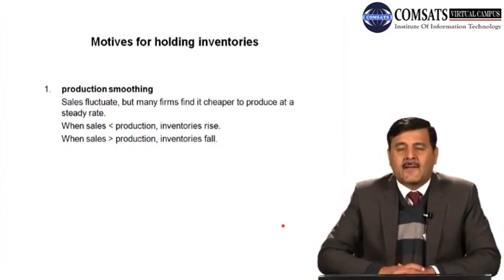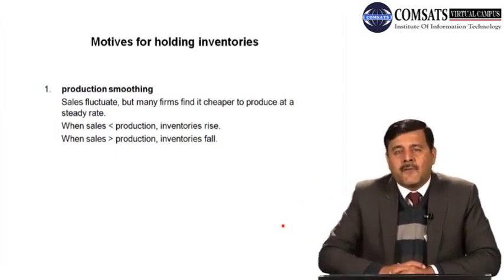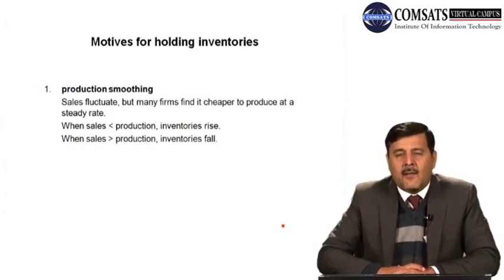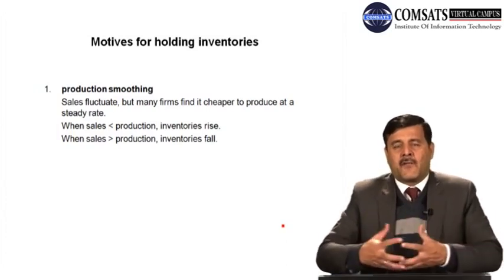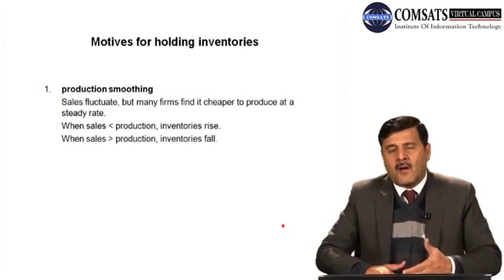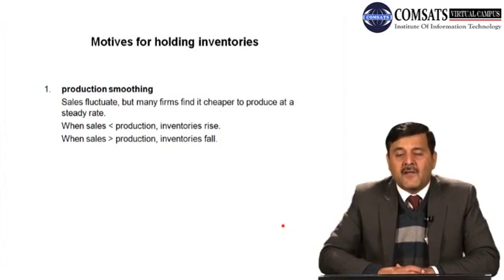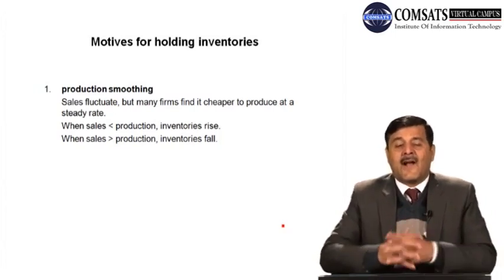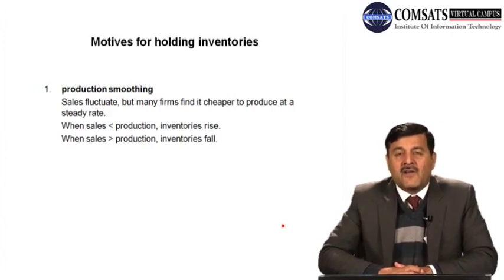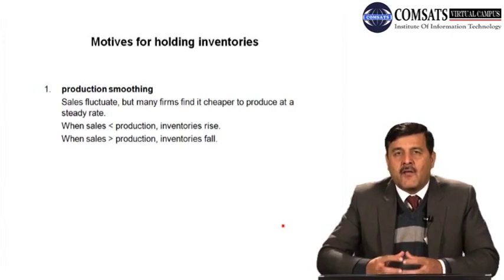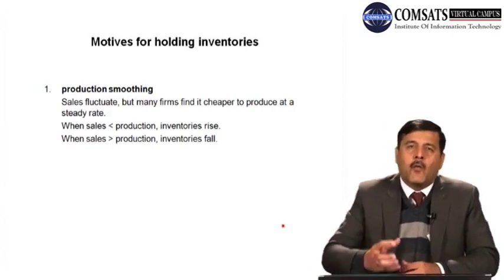The first factor that is the cause of holding inventory is production smoothing. If you want your production to go smooth over time, firms hold inventories. As we know, sales fluctuate frequently: sometimes sales go up, sometimes down, right? That fluctuation motivates firms to hold inventories. Many firms find it cheaper to produce at a steady state. When sales are less than production, inventories will rise, meaning the goods you have produced and supplied to the market are not all being sold.